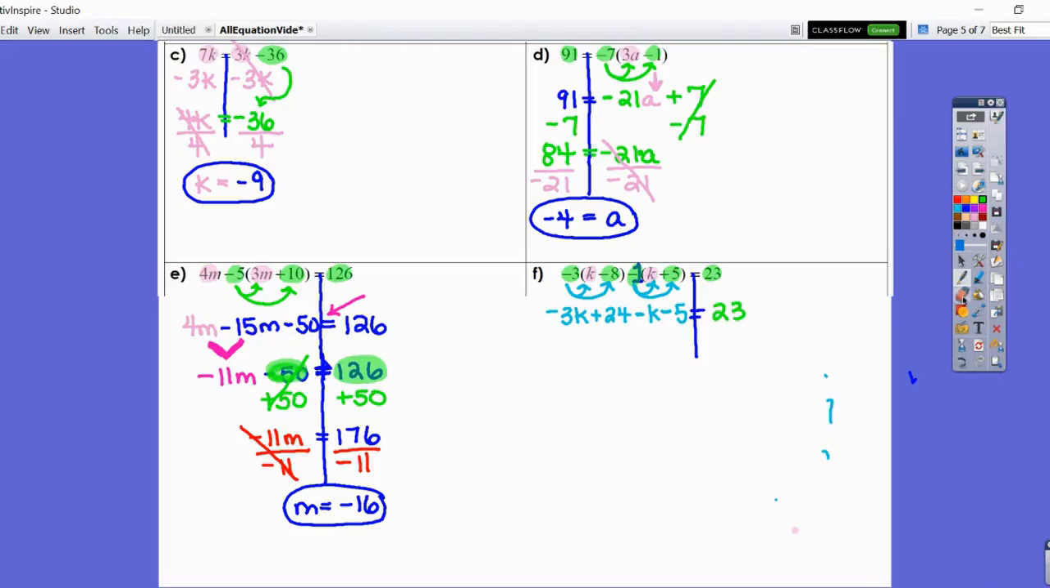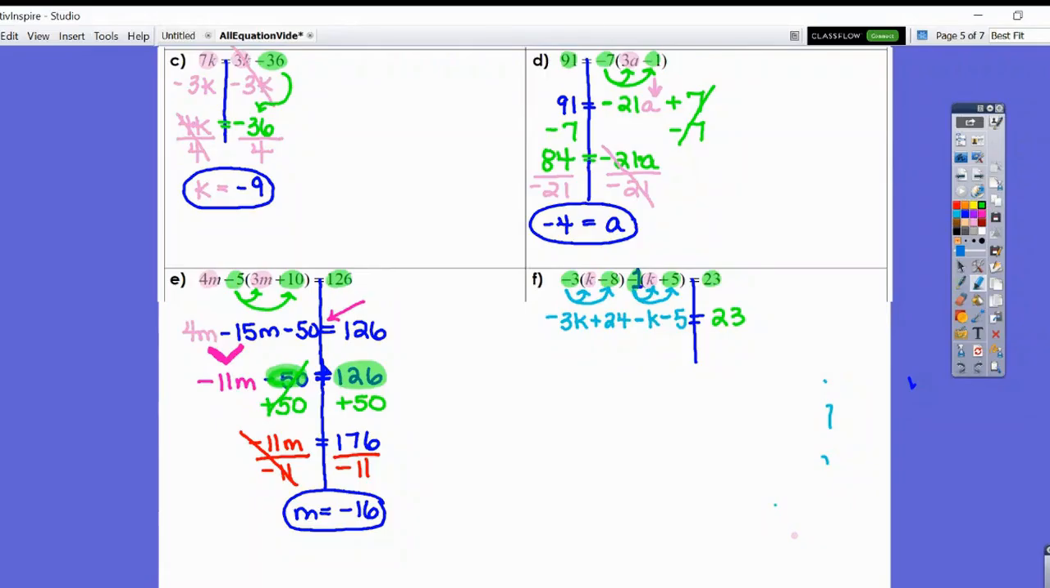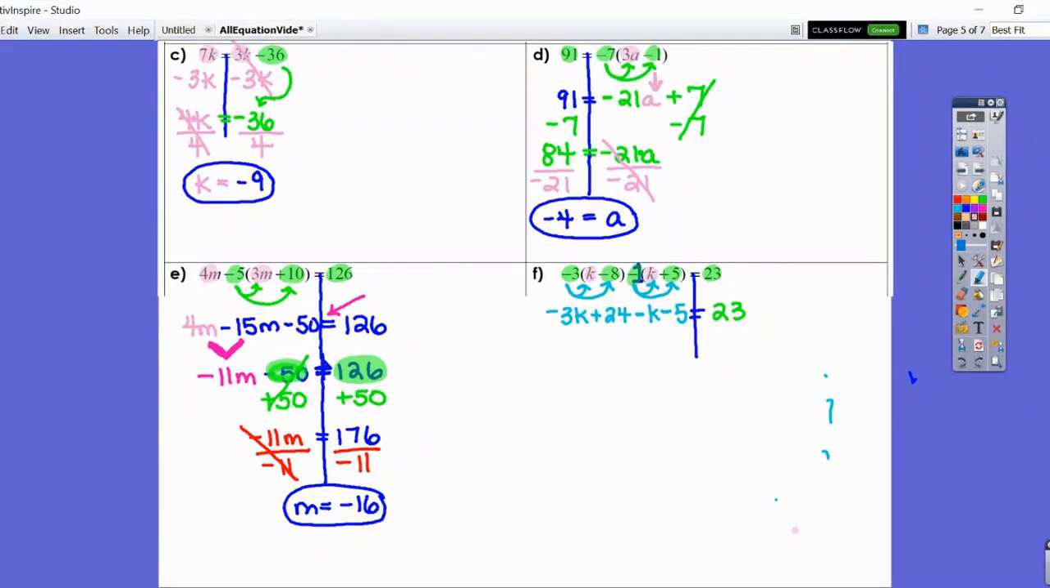I want to combine my variables and numbers on the same side of that equal sign. So on the left side of my equal sign, I have negative 3k and negative k. I combine those two together. Negative 3k minus 1k is going to be negative 4k in total when I'm combining them. I still have plus 24 minus 5 that I didn't do anything with, and I also didn't do anything with the 23 on my right side.